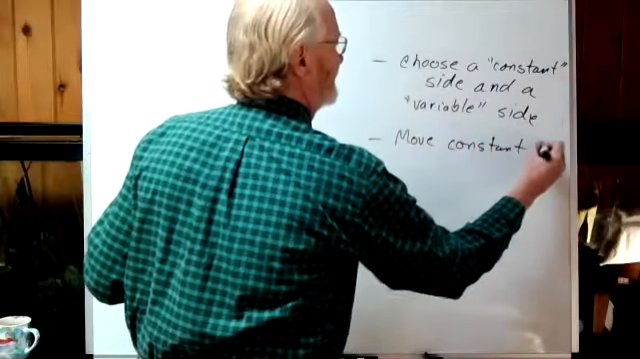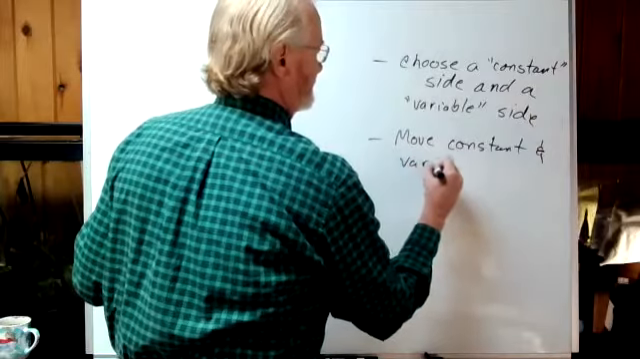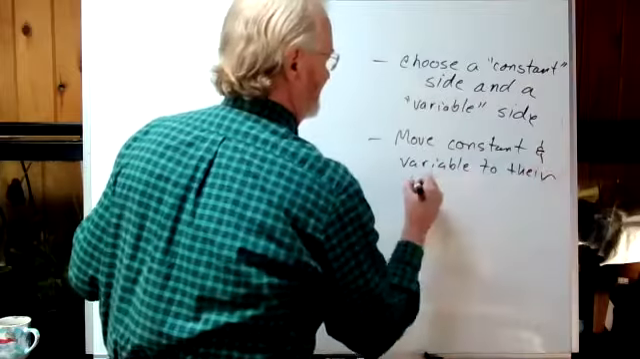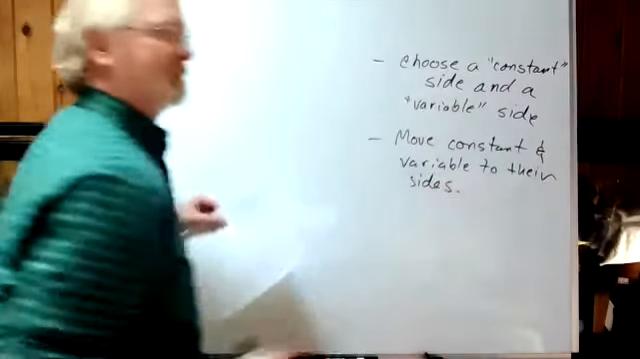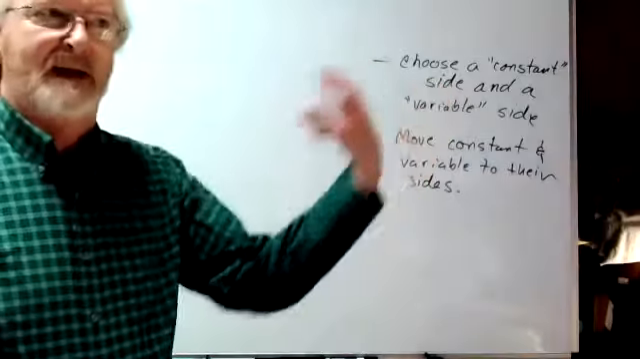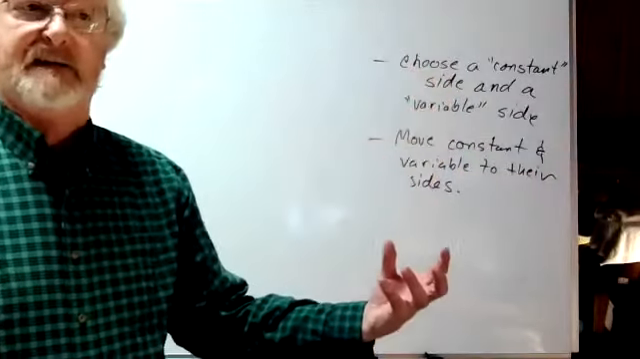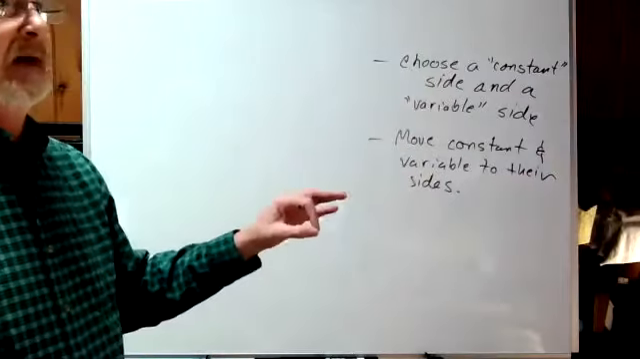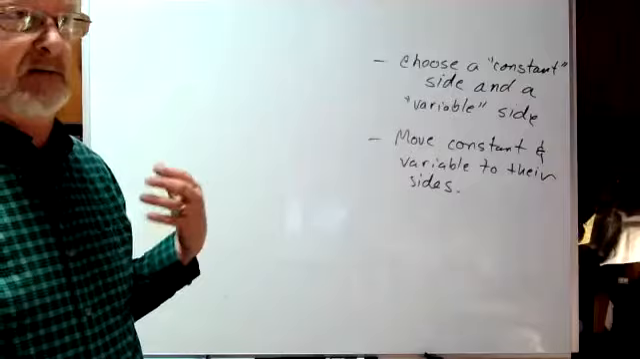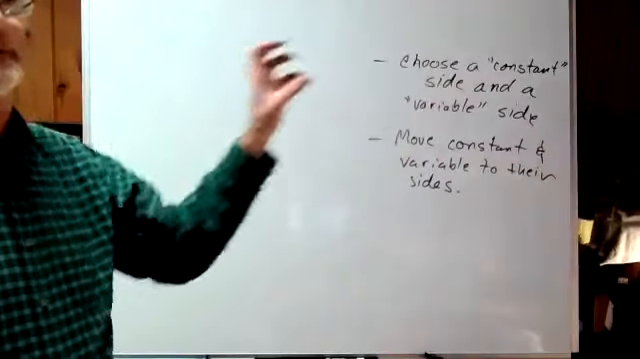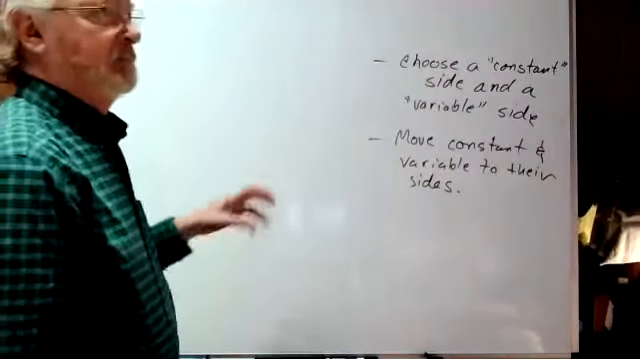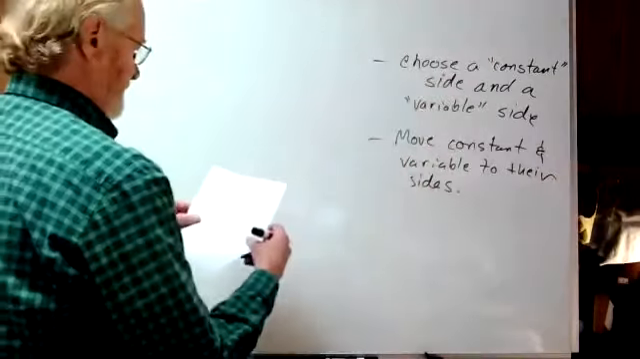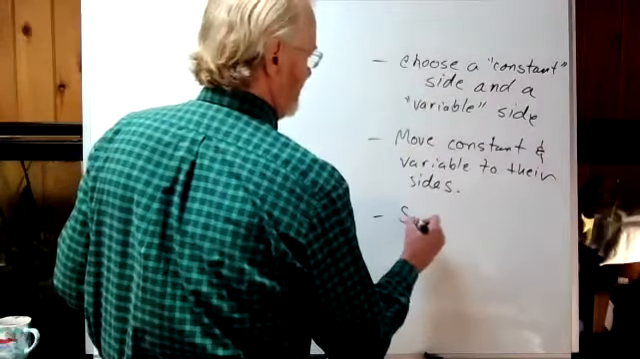constants and variables to their own side. Move them around. You'll see that 5x, that's a variable term, right? It's 5 times x. And so you would leave that on the variable side. We're going to move terms by adding or subtracting the terms. Move all the variable terms to one side. Move all the constant terms to the other side. And then I'll just say solve, okay?